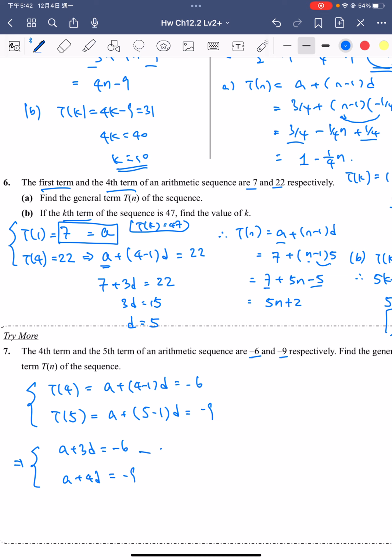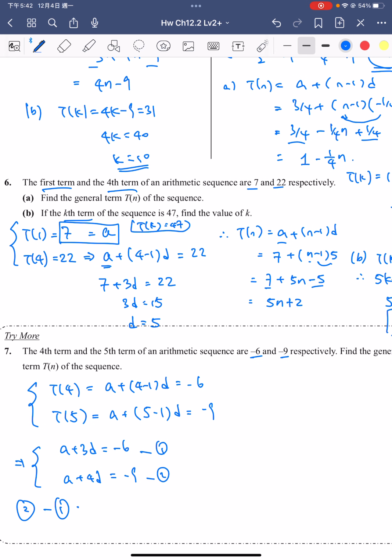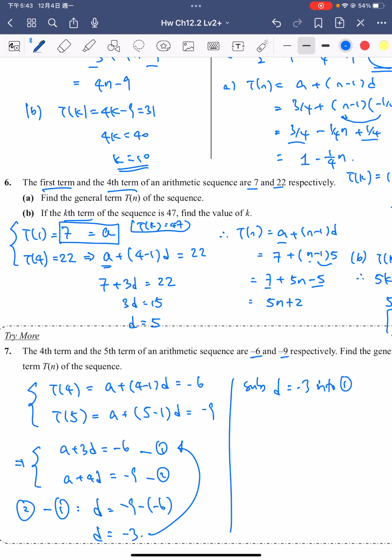Then we can use the second equation minus the first. If you do the second minus the first, a minus a is gone. So 4d minus 3d giving you d, and then we have -9 minus -6. So d is going to be equal to -3. Then we can substitute back into our first equation. We substitute d equal to -3 into the first equation. So we have a plus 3 times -3 equal to -6. So we have a equal to -6 plus 9, giving you a equal to 3.